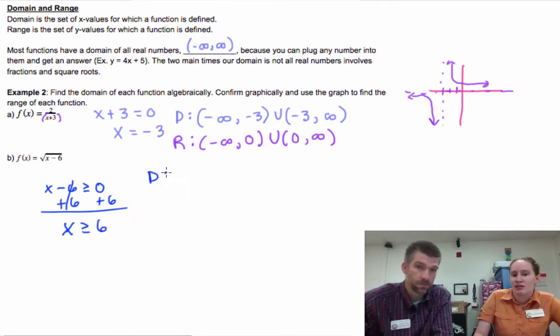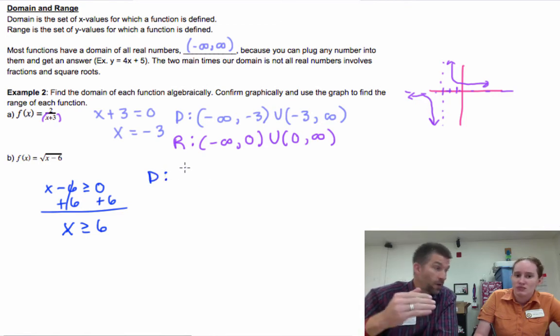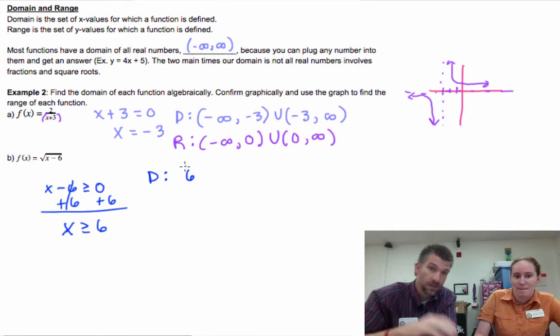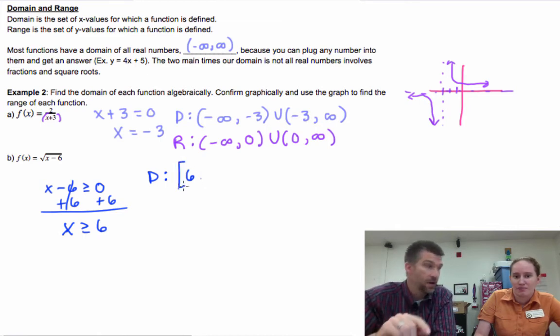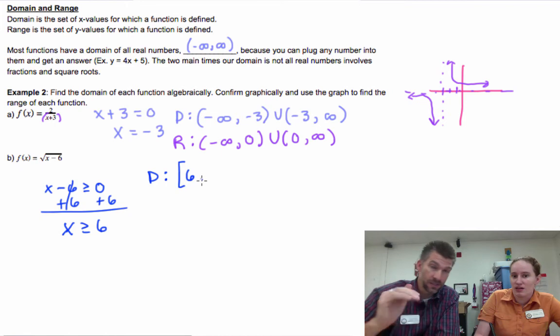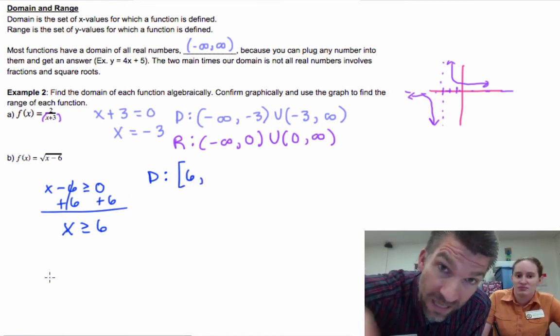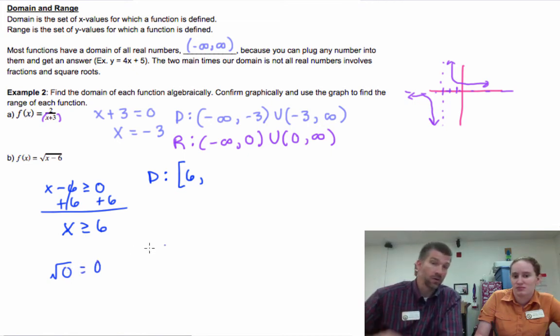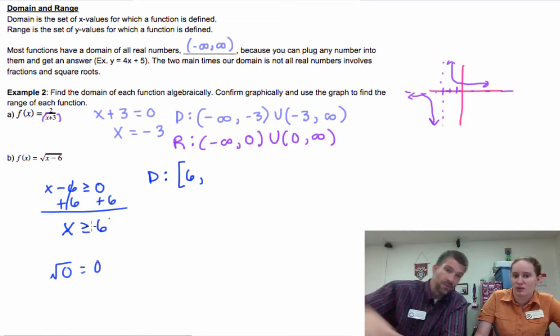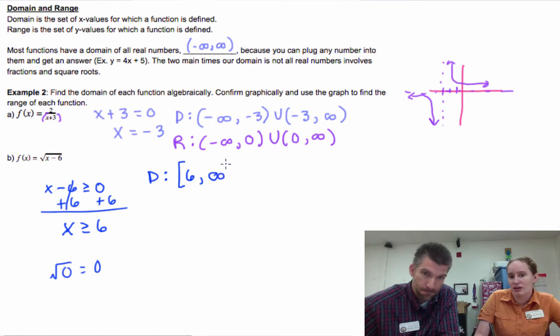Now, how do I write that in interval notation? Well, you're just going to go from the actual number, positive 6. So that's a bracket, because the 6 is now actually included. I can take the square root of 0, and don't forget that, because you will. Square root of 0 is 0, and then we can go all the way up to positive infinity.